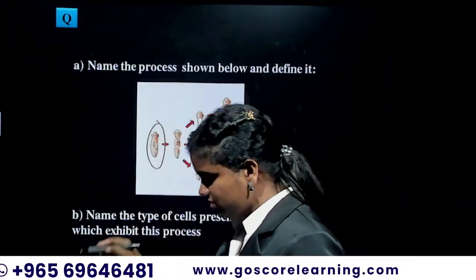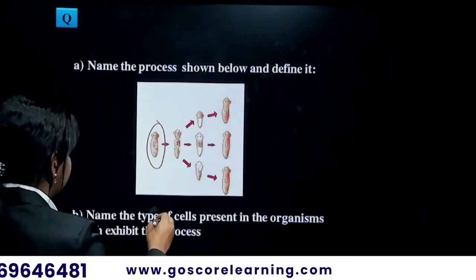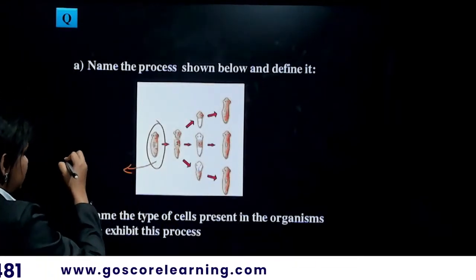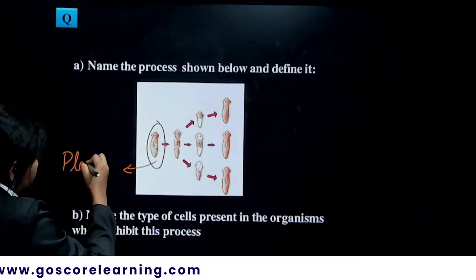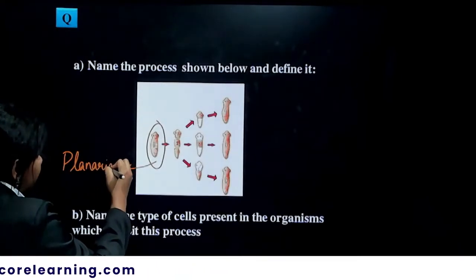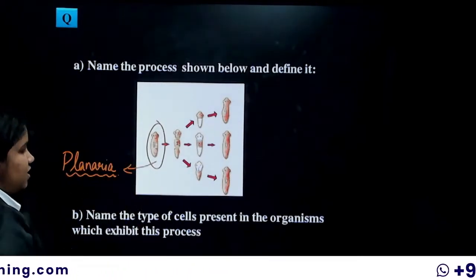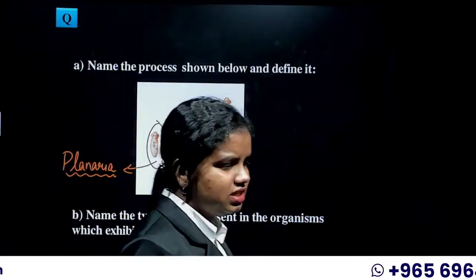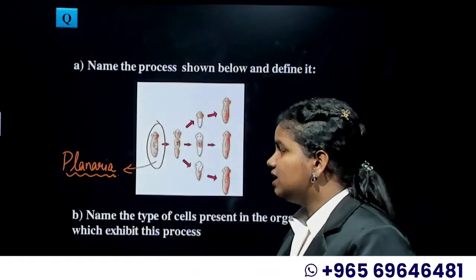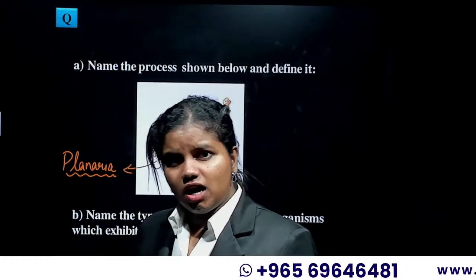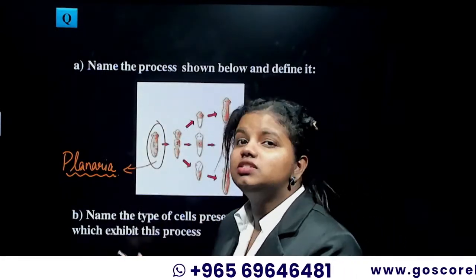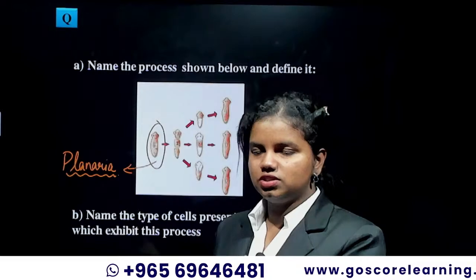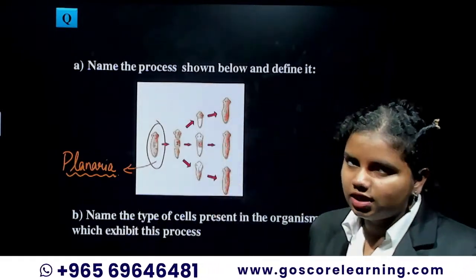This is a creature, an animal called planaria. It's a worm, a flatworm, and it's a kind of creature which can split into different parts, and each of those parts can regenerate into an adult. So it's a different kind of ability that it has, right?